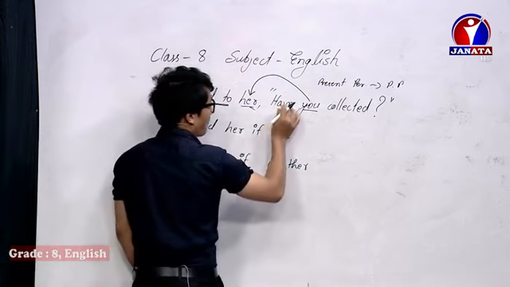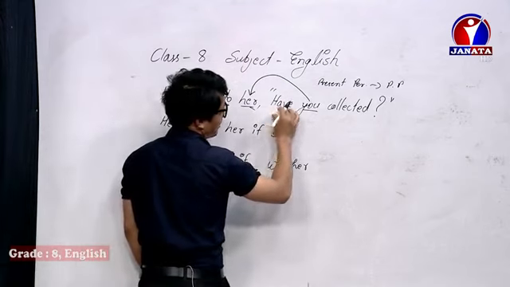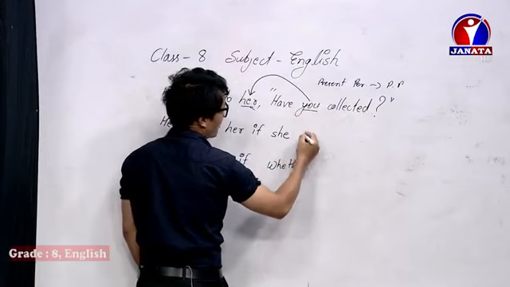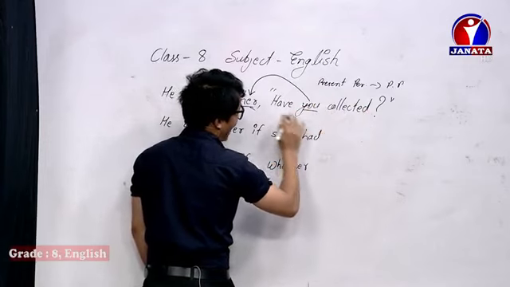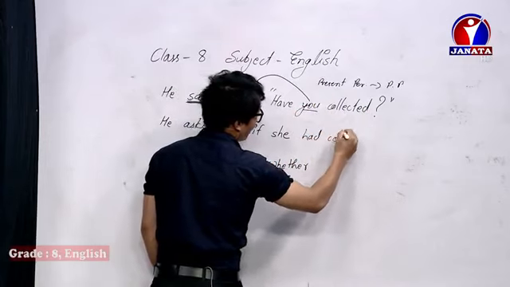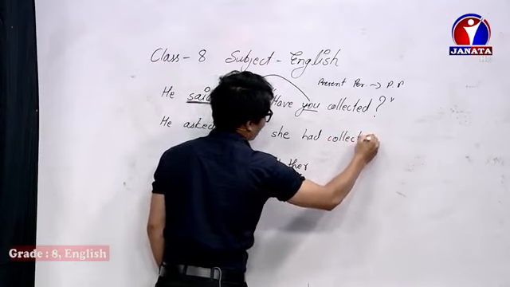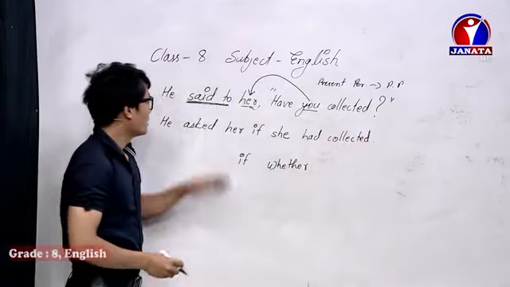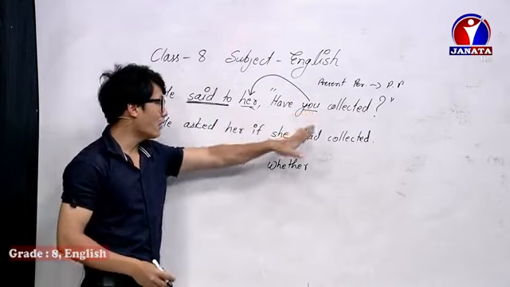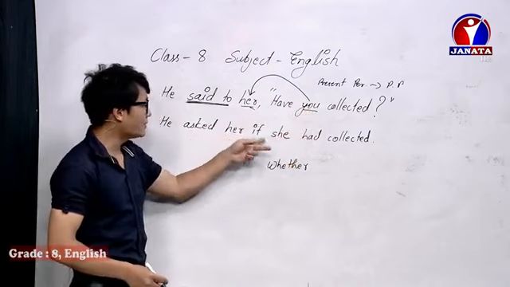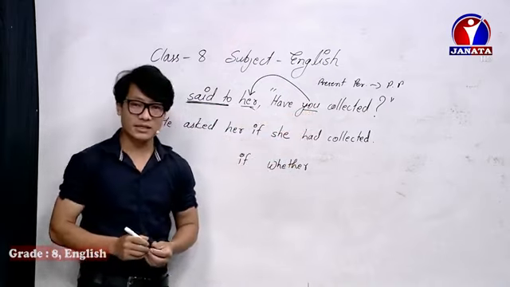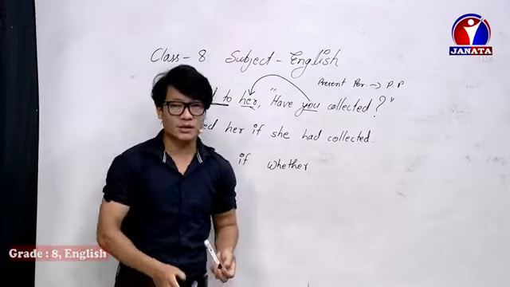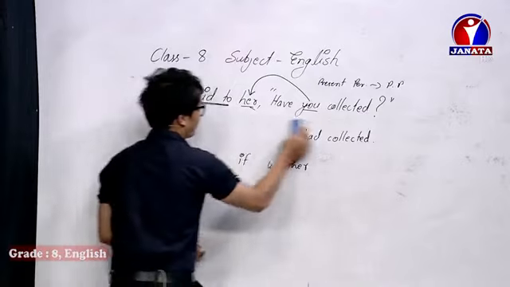And this is present perfect. Present perfect should be changed to past perfect. So past perfect is had: have changes into had, and verb 3, collected. He said to her, "Have you collected?" He asked her if she had collected. So this is how we change a yes/no question into indirect speech.